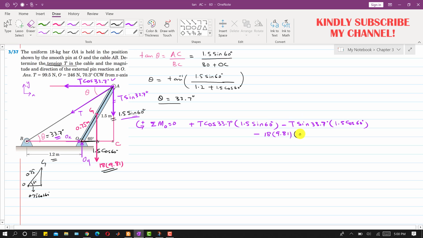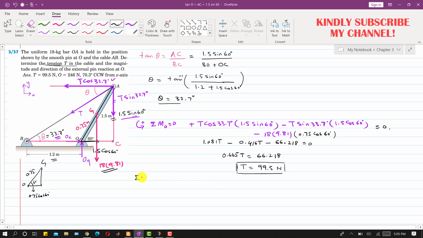So we will write 0.75 cos of 60 degrees, and this will be equal to 0. Now when we simplify this equation, this T comes out to be 99.5 newtons, right? So this is the tension T which is required to hold this OA bar in its position.